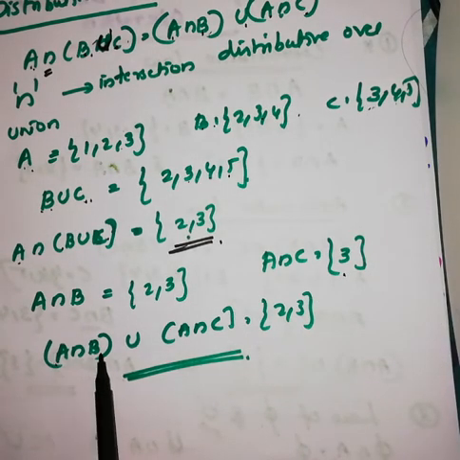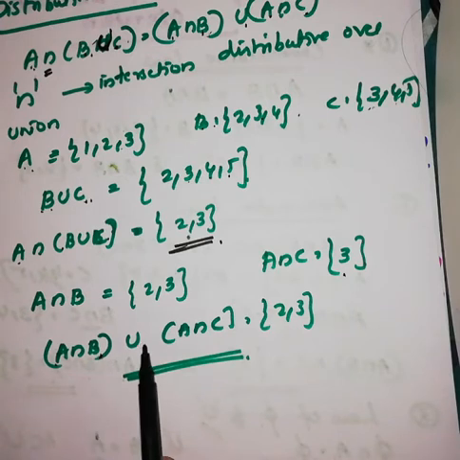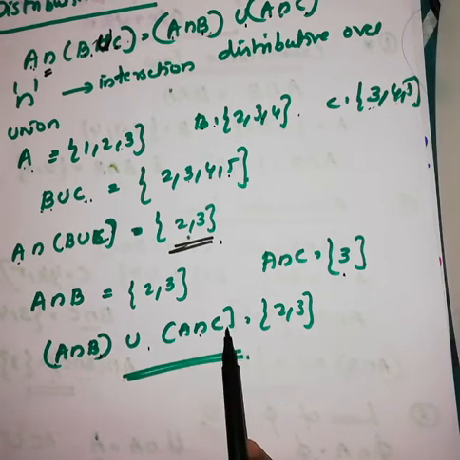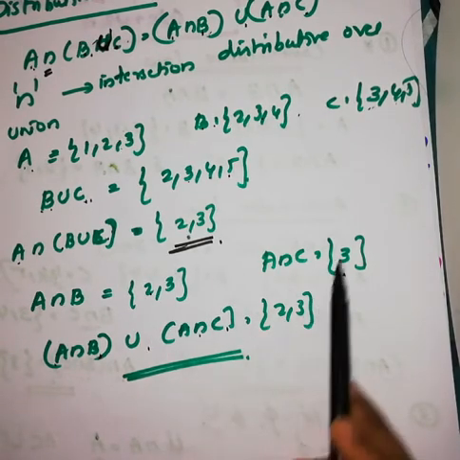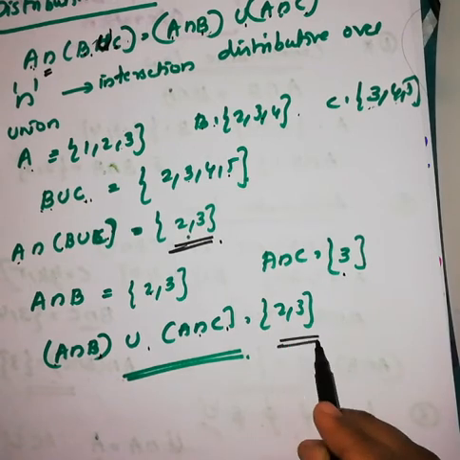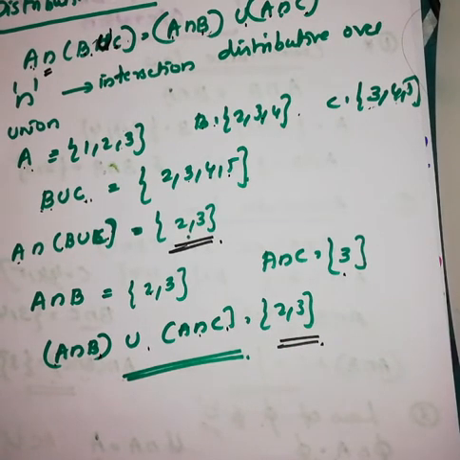And what is (A intersection B) union (A intersection C)? That is 2, 3. The element 3 is repeated, but we are taking only one. So this law is known as distributive law. In distributive law, the intersection operation is distributed over union operation. So this is all about the properties of intersection operation. So it's clear for you.